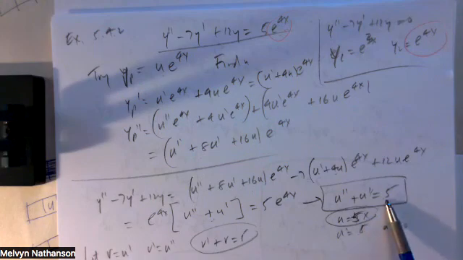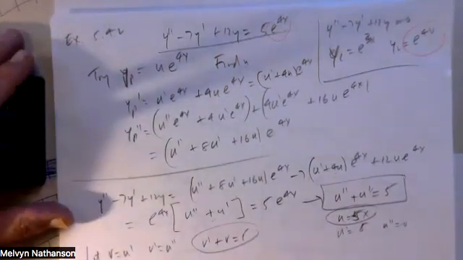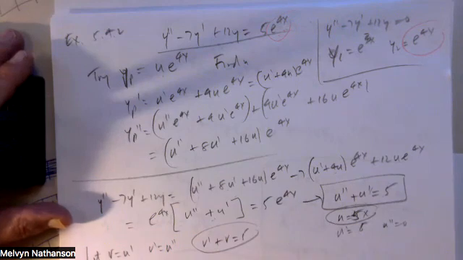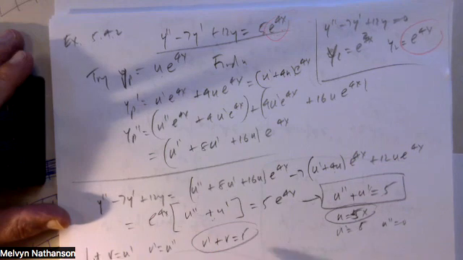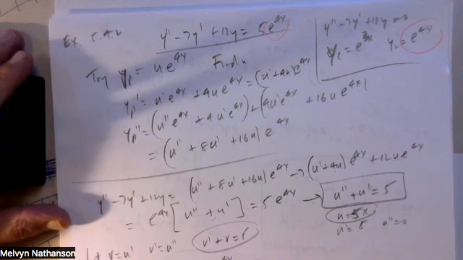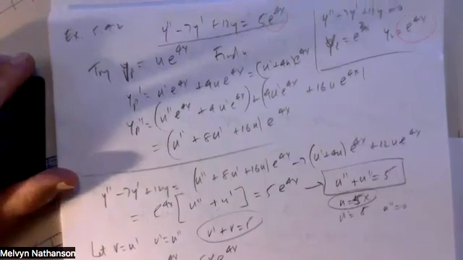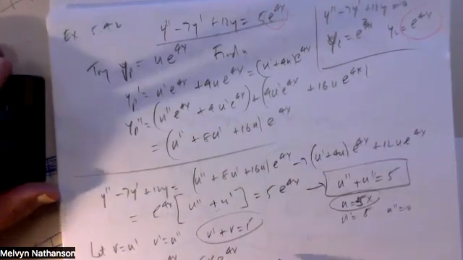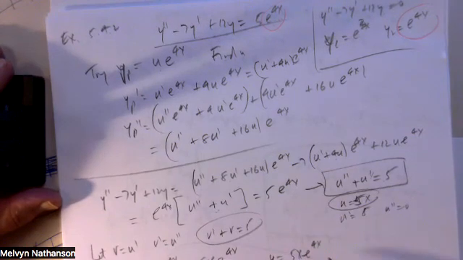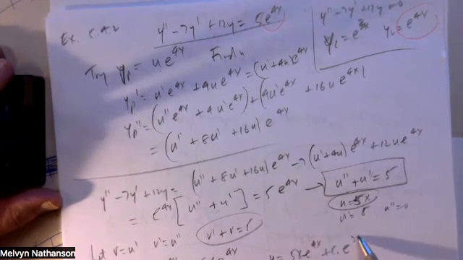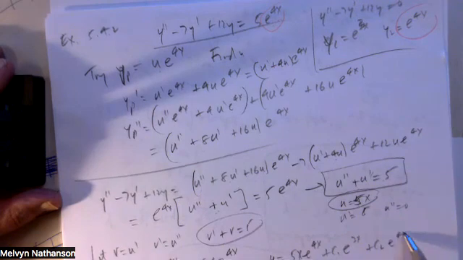So 5x works for this. And so my particular solution is u e to the 4x, that's 5x e to the 4x. It should be a particular solution of this differential equation. And then the general solution is 5x e to the 4x plus c1 e to the 3x plus c2 e to the 4x.